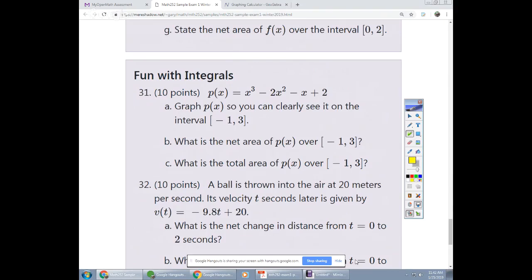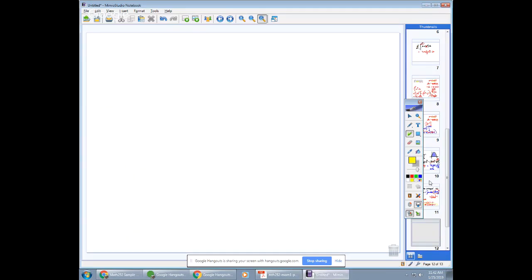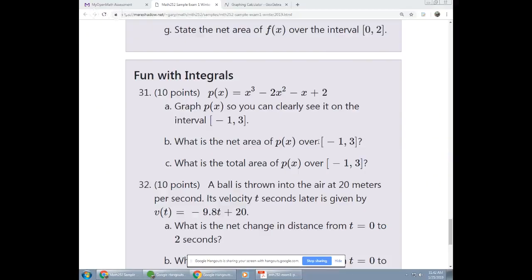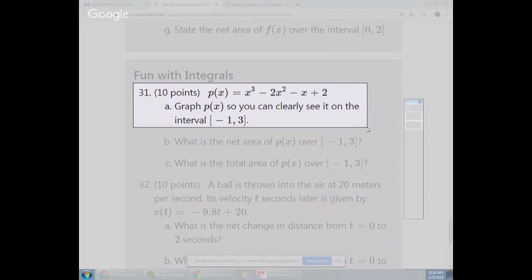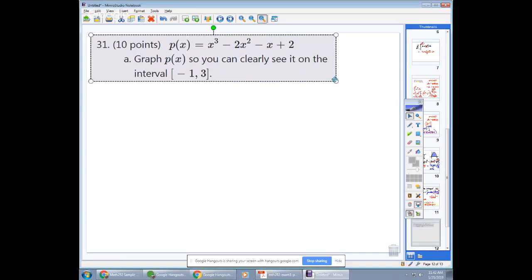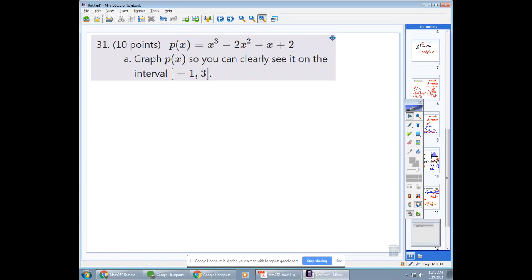All right, so starting over on that one. Just going to grab this. I need the function and the interval. Okay, so graph it on your calculator, graph that thing right there. So let's see, we have x cubed minus 2x squared minus x plus 2.